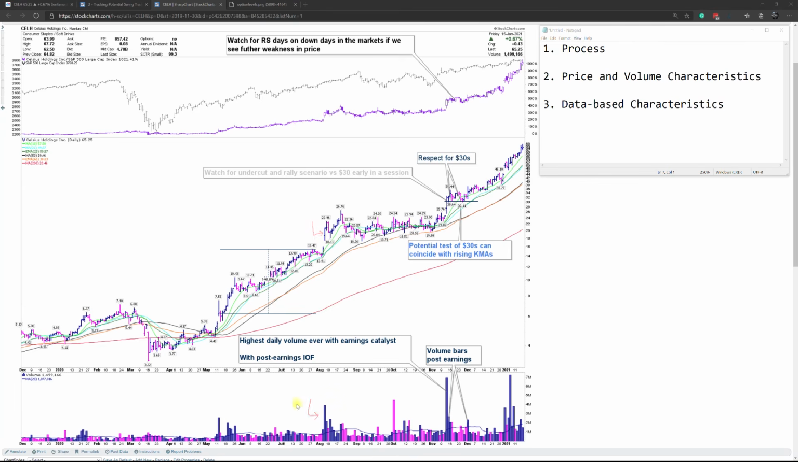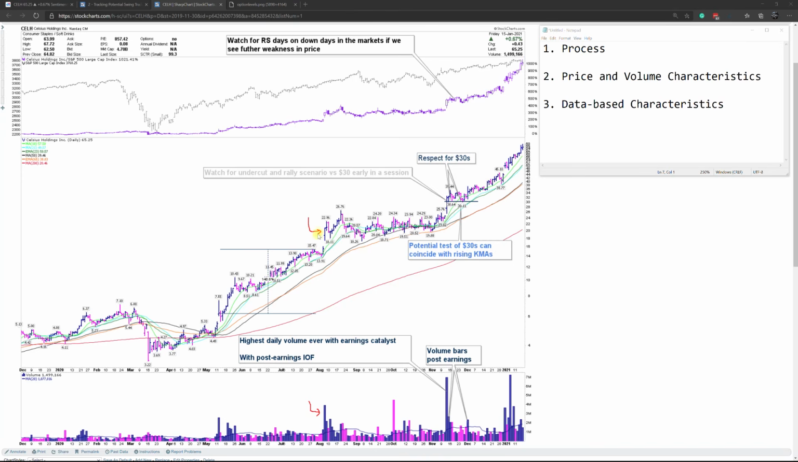So when names gap up on earnings, the action you want to hone in on is the closing range for that particular day. In this case for CELH, the closing range was pretty much 100%, which shows you that there's a lot of institutional interest in the name, given the volume on that particular day, and the closing range was very high.